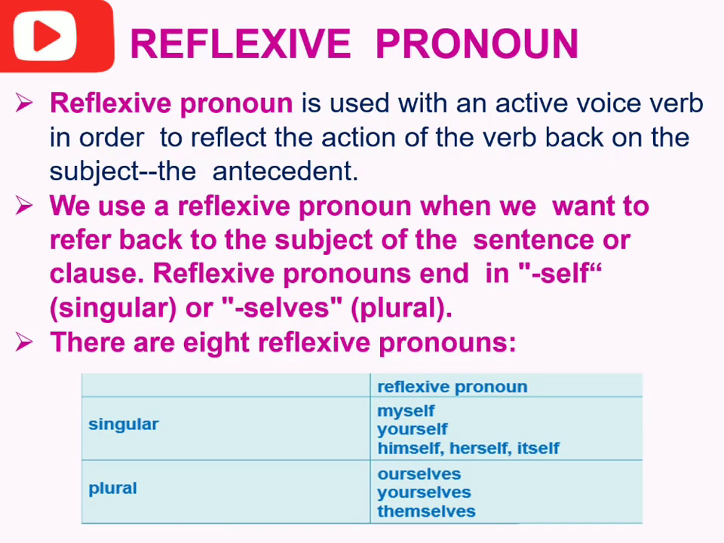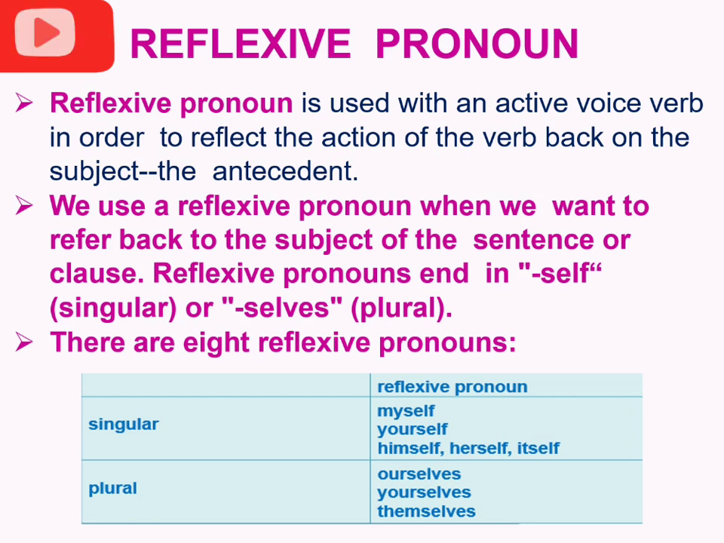The next type of pronouns we will discuss are the reflexive pronouns. Now, what is a reflexive pronoun? It is used with an active voice verb in order to reflect the action of the verb back on the subject. We use a reflexive pronoun when we want to refer back to the subject of the sentence or clause. An easy thing is that reflexive pronouns end in self in case of singular, or selves if you are talking about plural things. Now, there are 8 reflexive pronouns.